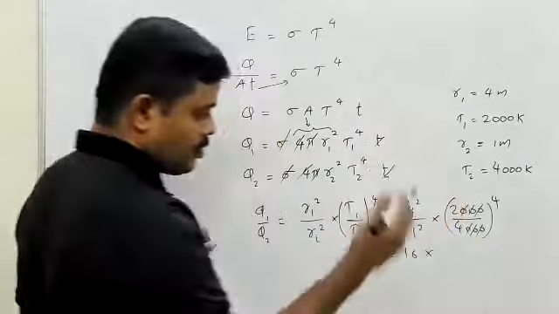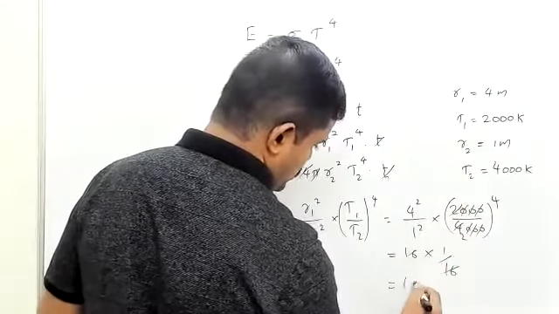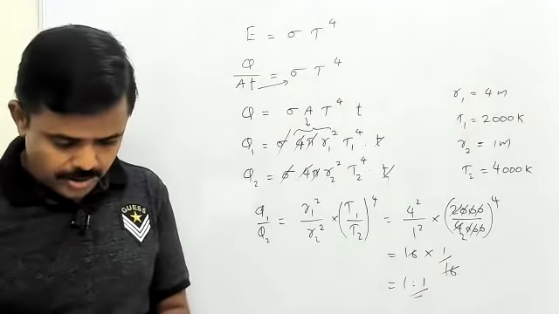2 and 4 are cut. It is 2, so 1 by 2 raised to 4. It is 1 by 16. The answer is 1:1. Is that there in the options? 1:1, option A.